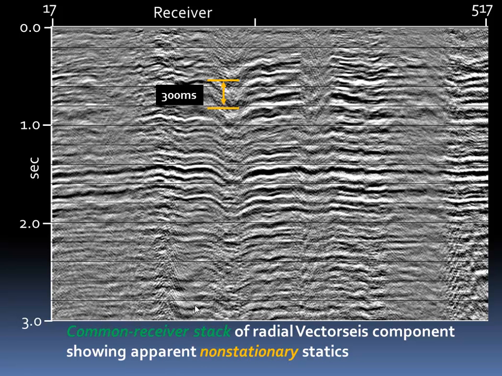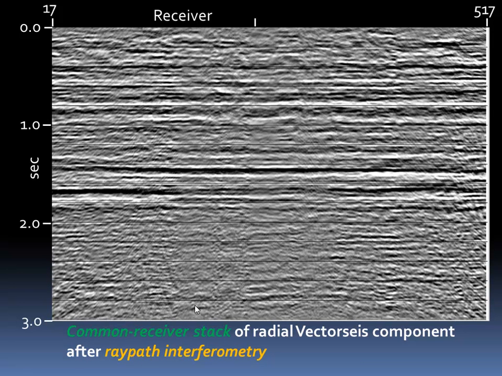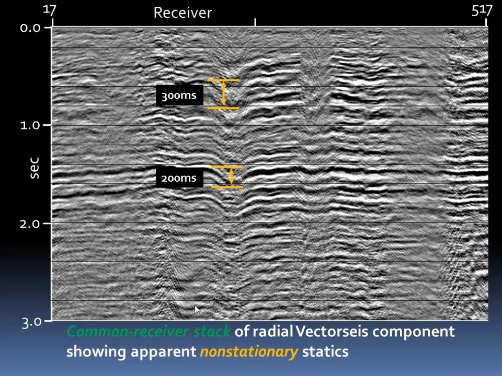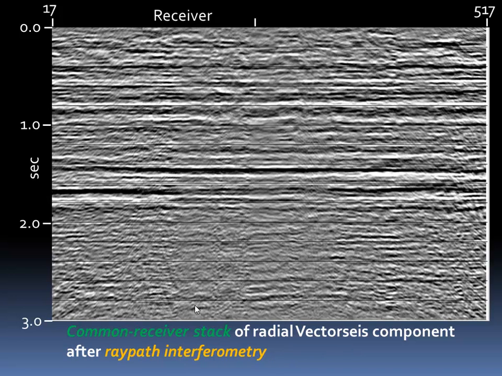Furthermore, if you look here, it looks like we have as much as 300 milliseconds of static deviation, but if you look deeper, that looks more like 200. Well, another indication that the move-out has not been accounted for properly. But when we do the common receiver stack after interferometry, both effects have gone.